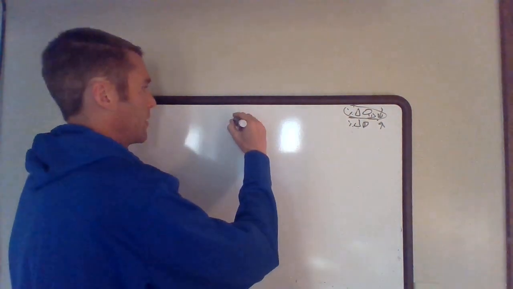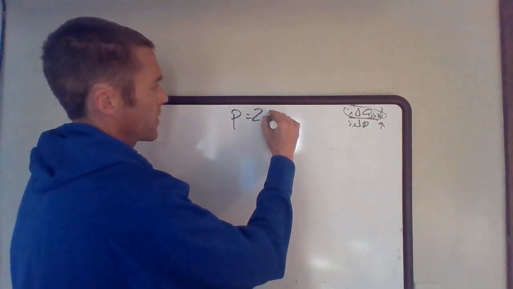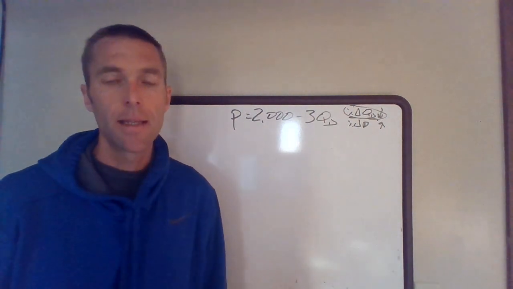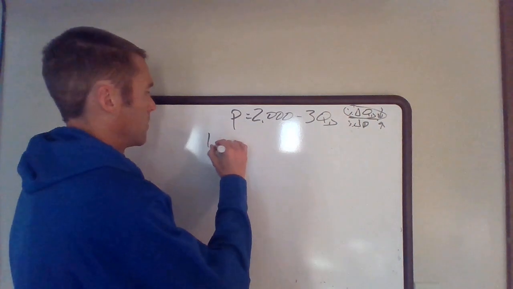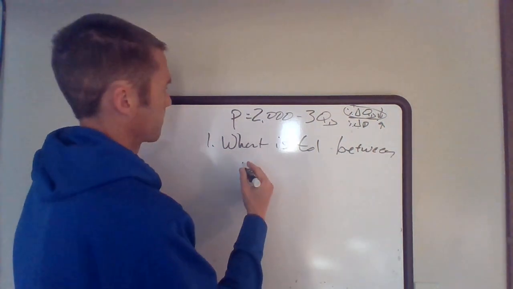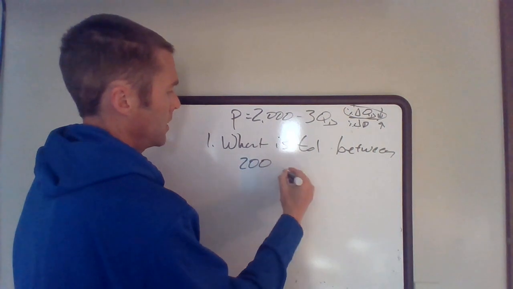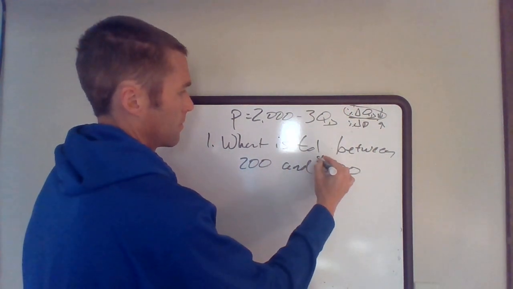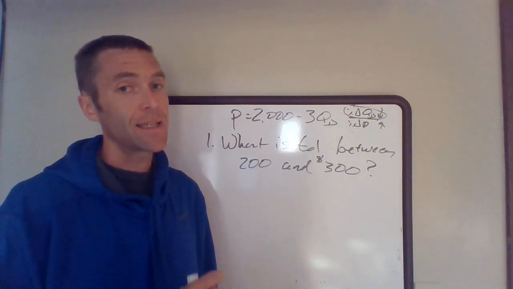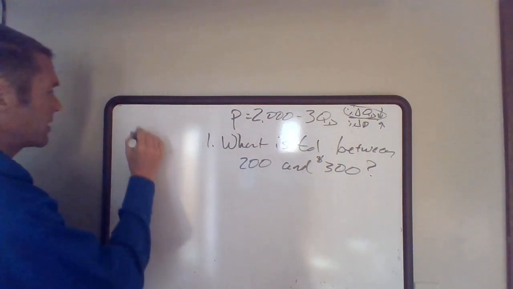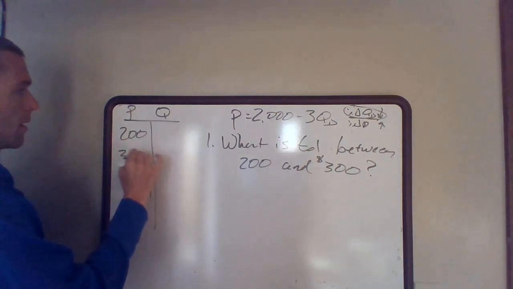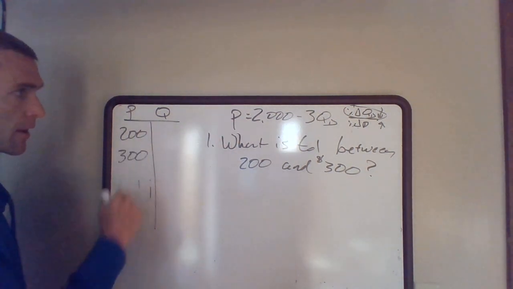Let's assume that demand for airline tickets is equal to 2,000 minus 3QD. Good. And let's ask the question, what is elasticity of demand between $200 and $300? So now I'm not asking about an elasticity at a specific point. I'm asking about elasticity over a range. So I need to find the different quantities demanded at $200 and $300.